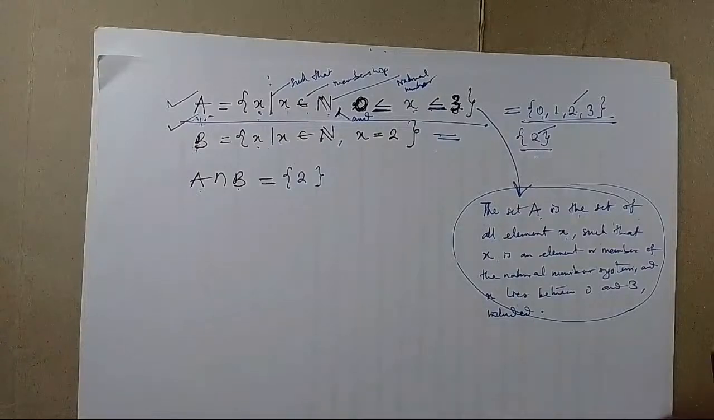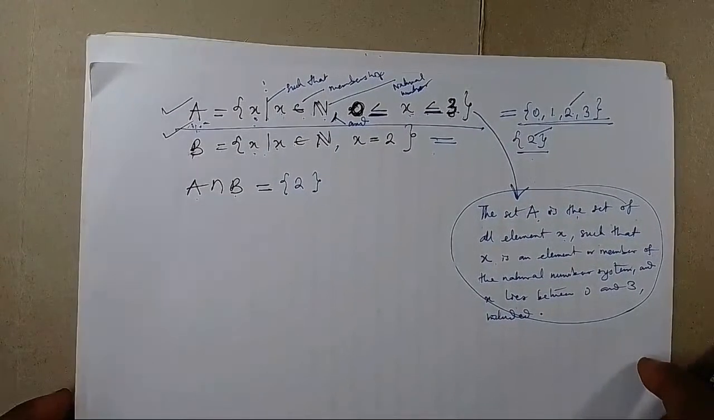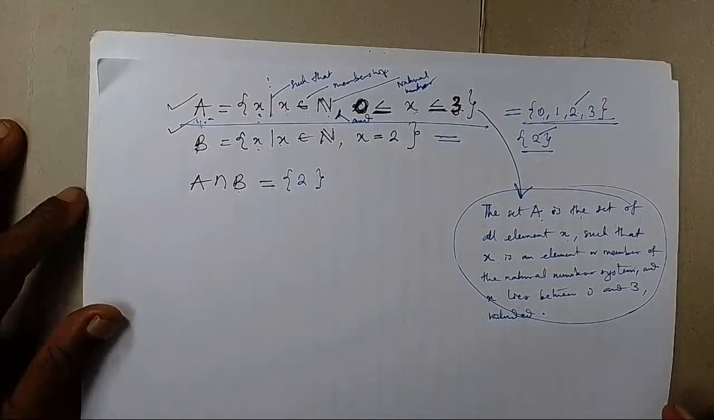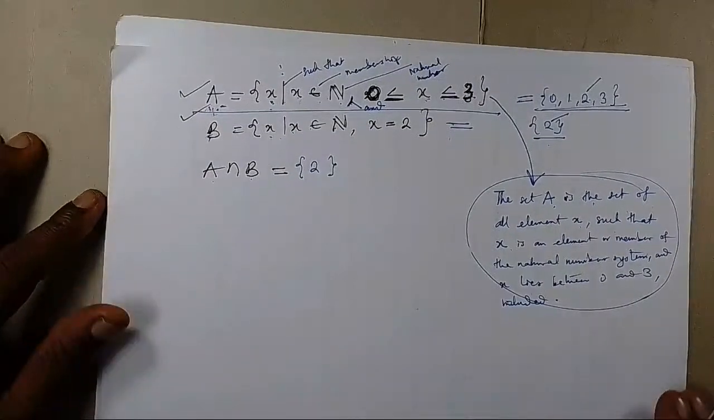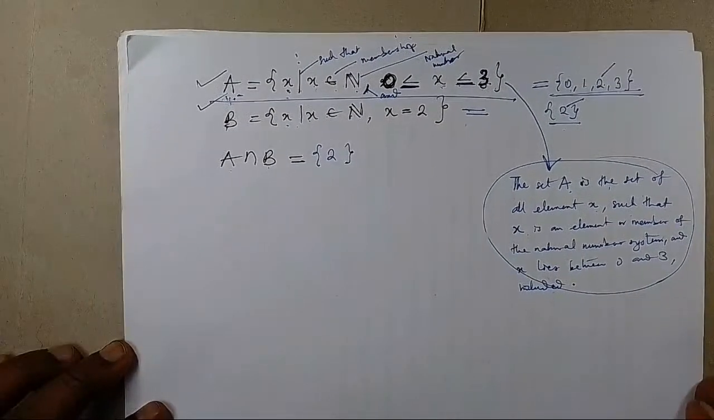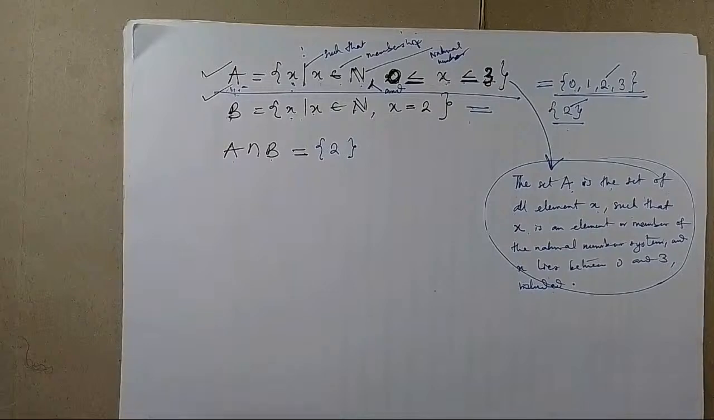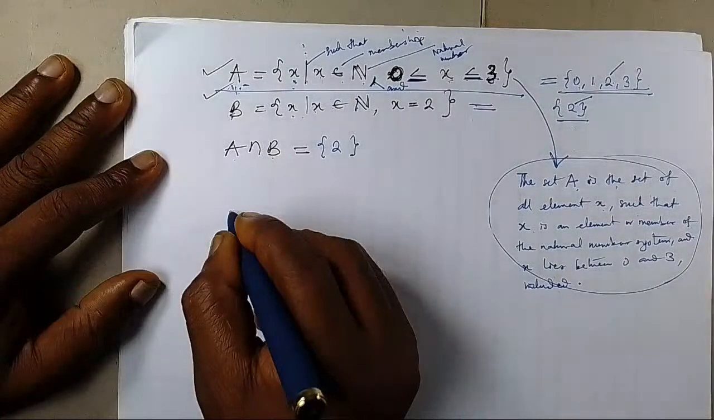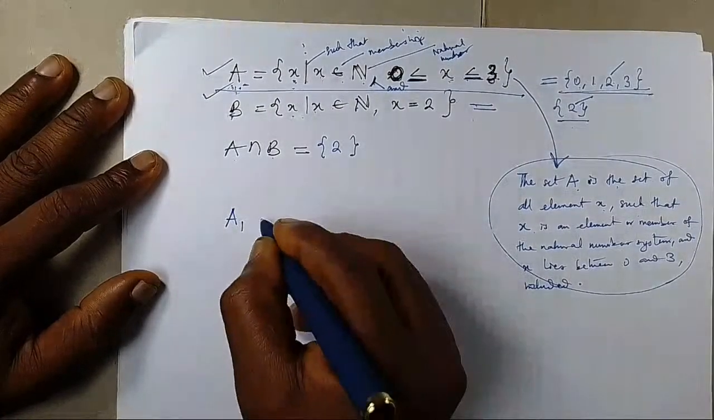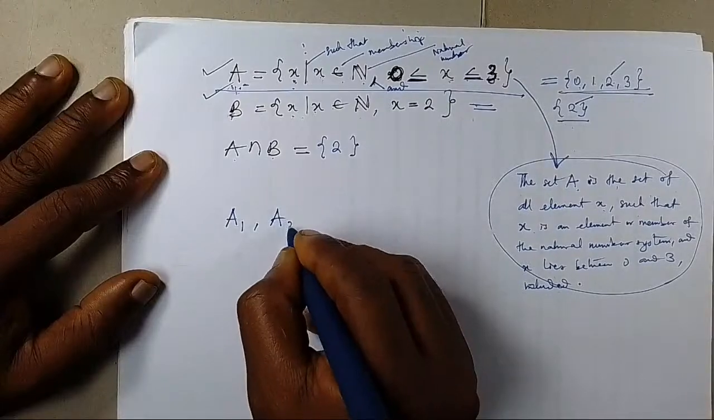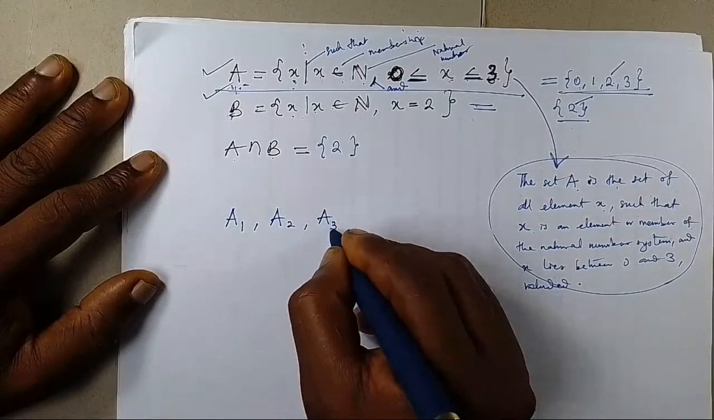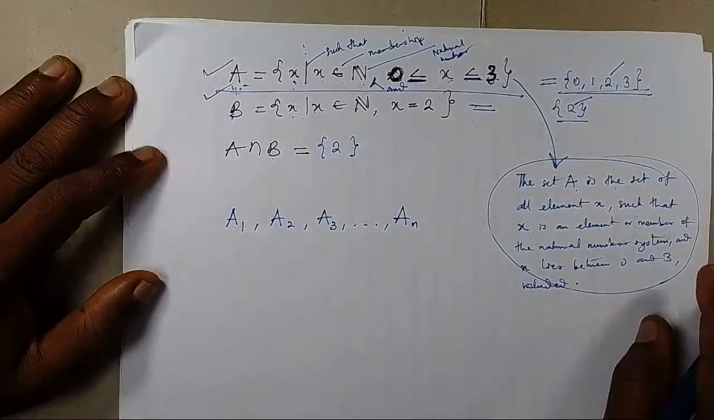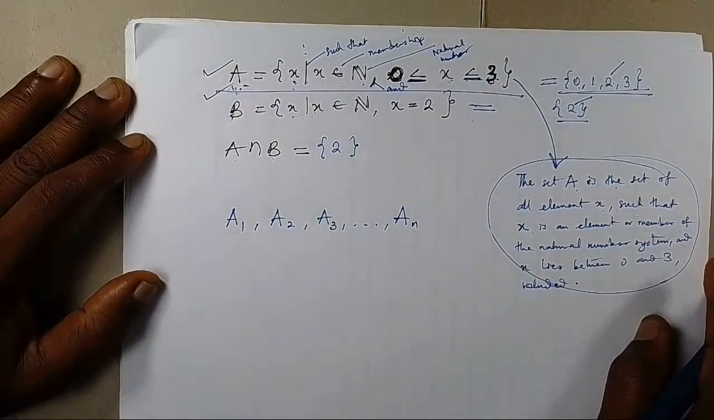That intersection means it is a set. We are referring to a new set that contains elements common to both sets. Okay? Elements common to both sets. Now, I'm going to extend this theory a little bit. What if I have a set A1, a set A2, a second set, a set A3, up to a set An? Let's assume that n is a number we don't know yet.